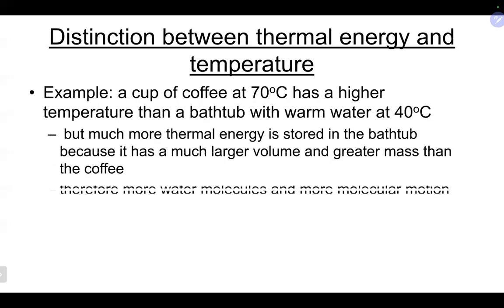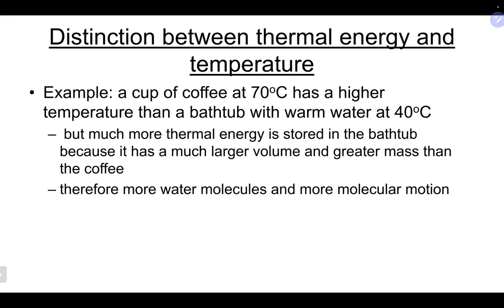An example would be if we had a cup of coffee that's maybe 70 degrees Celsius. It has a higher temperature than, say, a bathtub that's 40 degrees Celsius. But the thermal energy in the bathtub is a lot more, because a bathtub is a lot more volume of water than the water in the coffee cup. The reason it's not reflected in the temperature is that the bathtub has a lot more molecules of water that you need to heat, and it takes a lot more energy to raise the temperature of it.